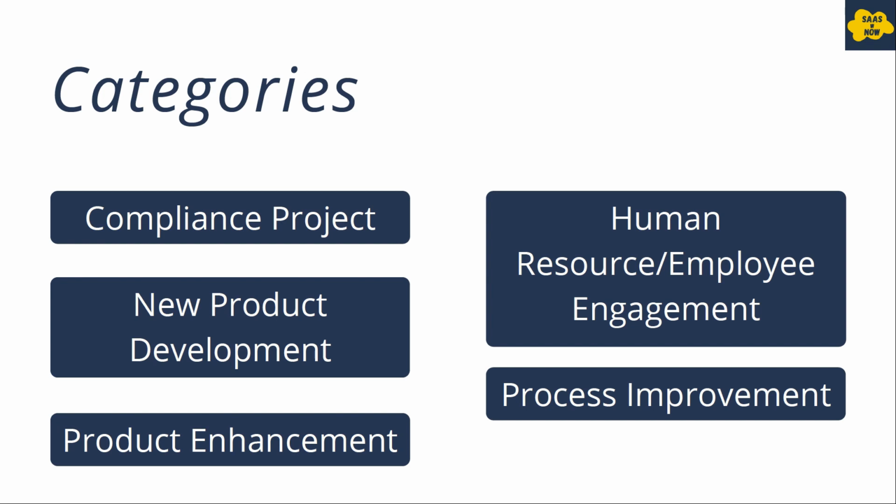Now, if I give you an example, let's say you have an idea to create a new system or maybe create a new application. In that case, you will select new product development. So the category of your idea would be new product development. Let's say there is an existing application and you have an idea to enhance the feature of that application, maybe add some automation. That kind of idea becomes product enhancement.